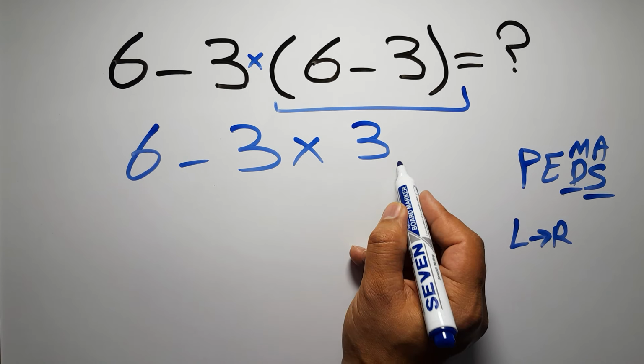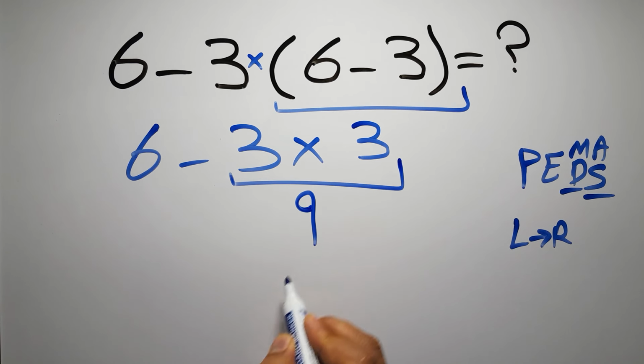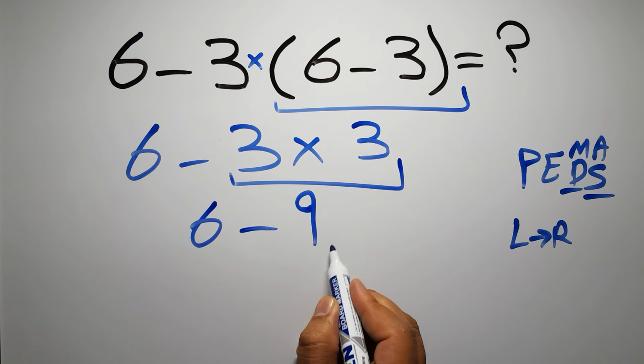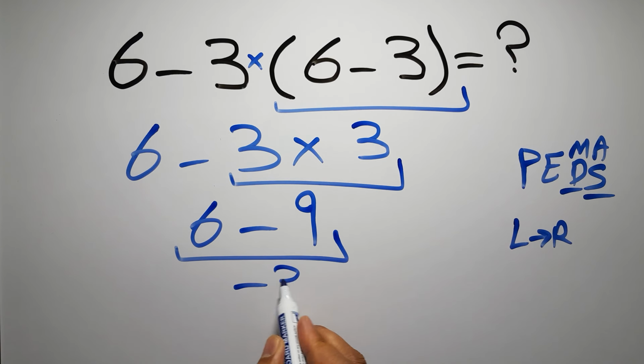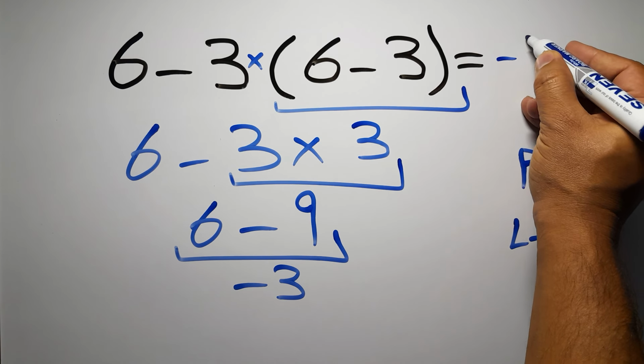3 times 3 gives us 9, and 6 minus 9 is just negative 3. And this is our final answer to this problem. The correct answer is negative 3.